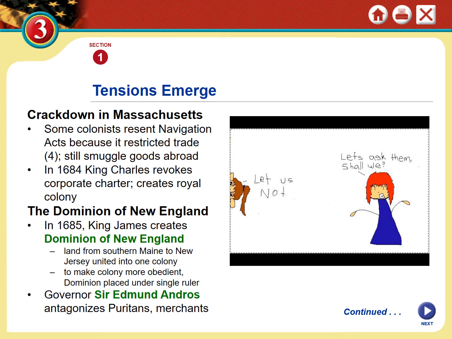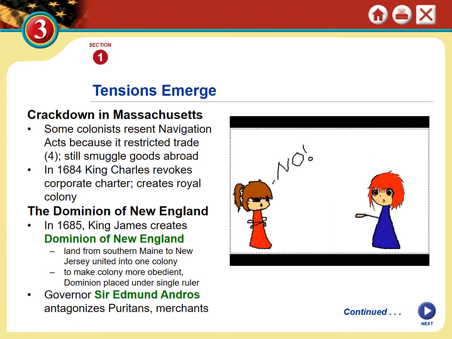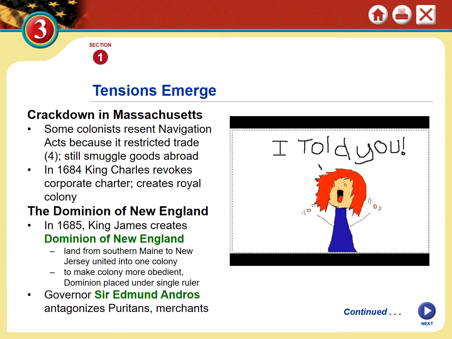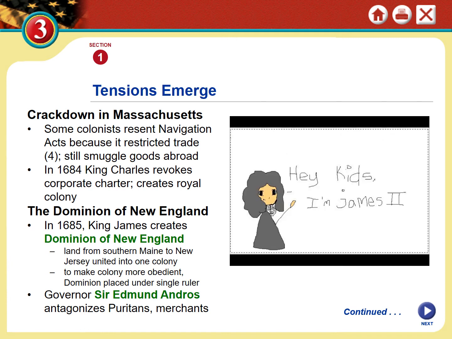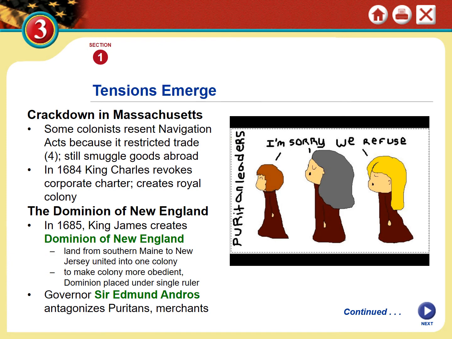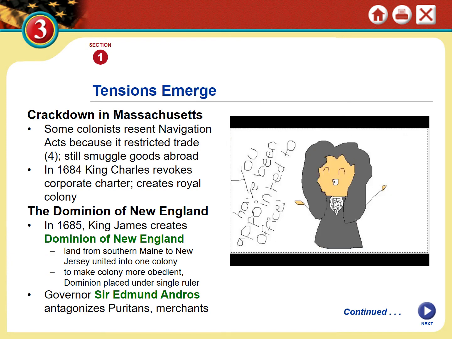Oh, you want to do more business? We'll do more business with England. Well, what if you want to do business with France or Spain? Oh, no. You don't need those people. You're going to do business the way we tell you to. And that's not right. Or at least that's how many colonists saw it. And we begin to see American piracy dating back to the pre-Revolutionary War era.